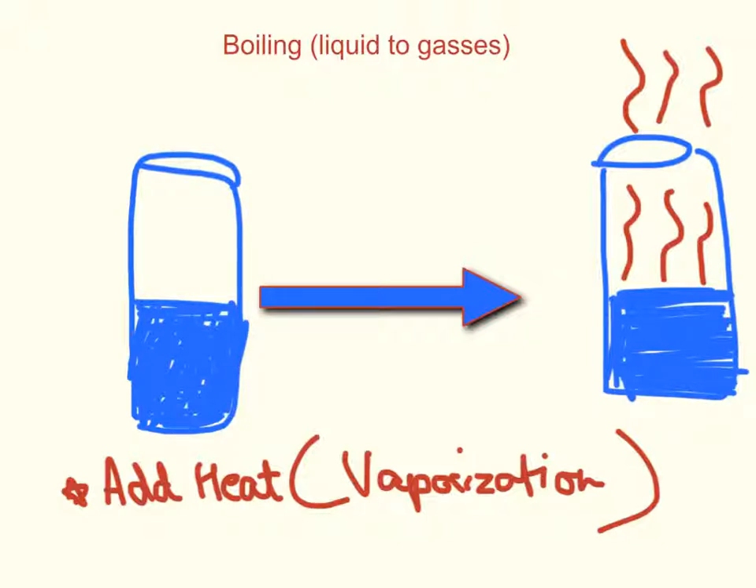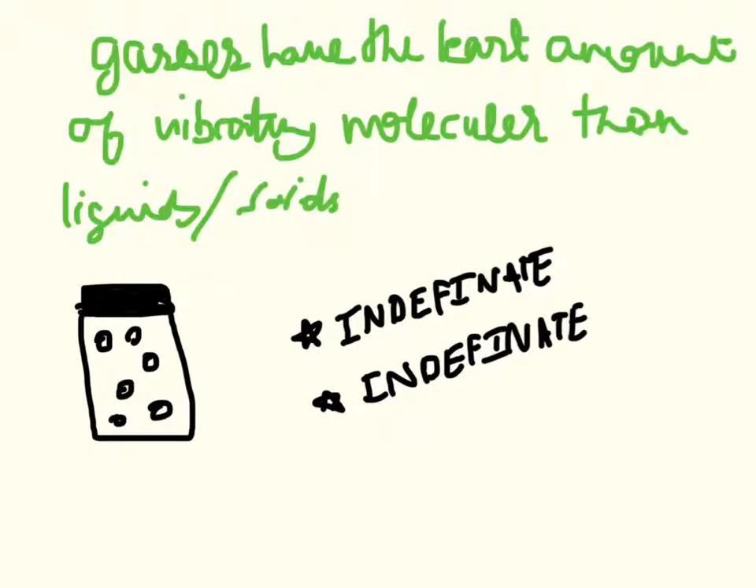Gases have the least amount of intermolecular force between the molecules. And gases do not have a definite shape and do not have a definite volume. Gas molecules move only by clashing into the container or other molecules. That is the only way they move.